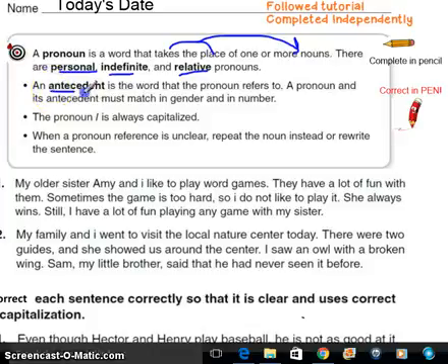An antecedent, which we just learned about in the other activity, is the word that the pronoun refers to. A pronoun and its antecedent must match in gender and number. The pronoun I is always capitalized.